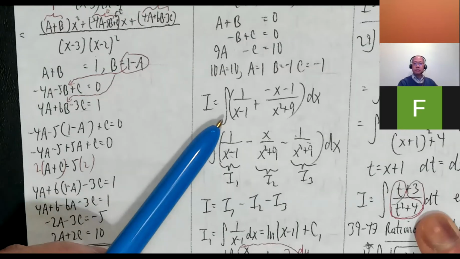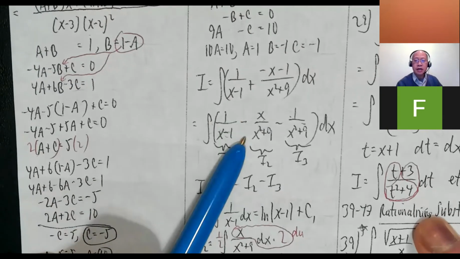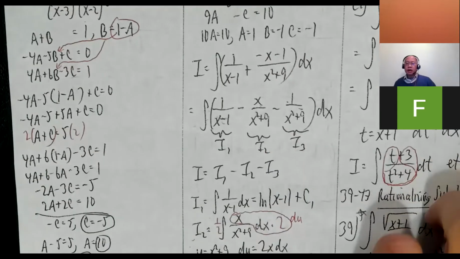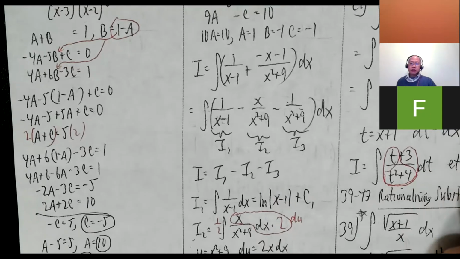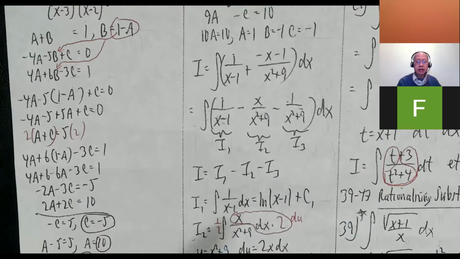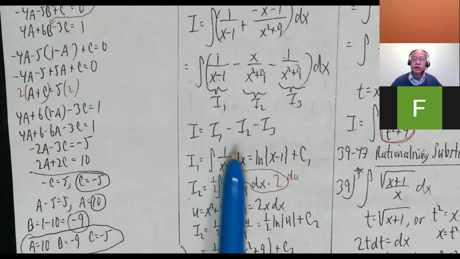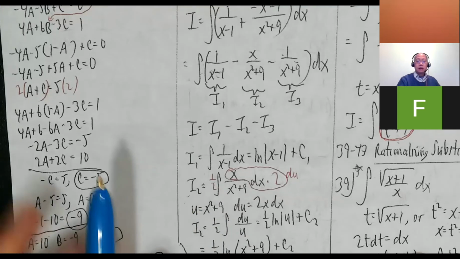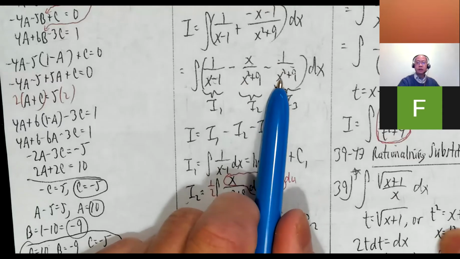So it comes back up to this. I'll break this up into 1 over x minus 1, minus x over x squared plus 9, minus 1 over x squared plus 9. So I have 3 integrals. I'll call them I1, I2, and I3. So the original integral is I1 minus I2 minus I3. Again, I will always stand for my original integral, and if I have to do an integral inside an integral, I'll call it I1, I2, I3, or whatever the case may be. All right, that looks like a simple ln. That looks like a substitution. That looks like an inverse tangent thing.